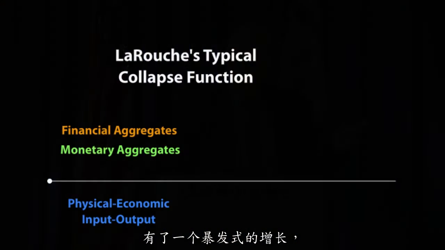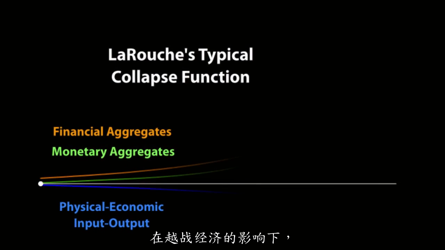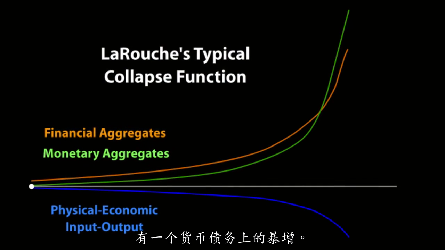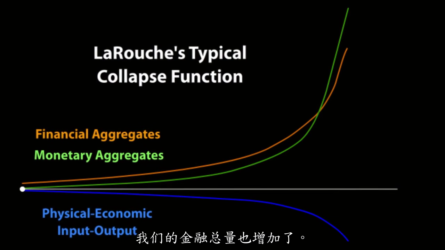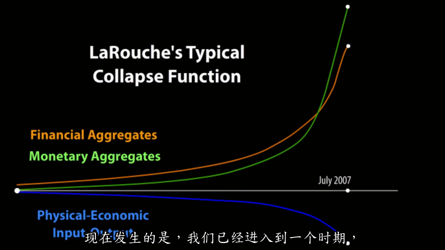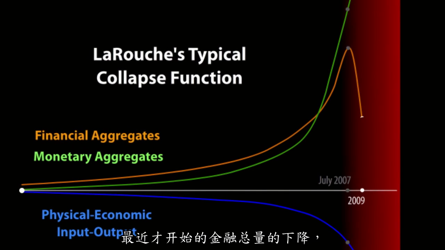Now, but at the same time, we've had essentially since 1966 a skyrocketing increase under the influence of the Vietnam War economy, a skyrocketing increase in the amount of monetary obligation. We've also had an increase in the financial aggregates. Now what has happened is we've moved to a period in which these values, as you'll see, the financial aggregates, have begun to fall.